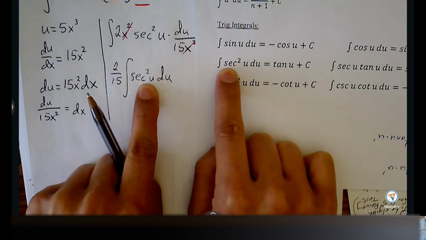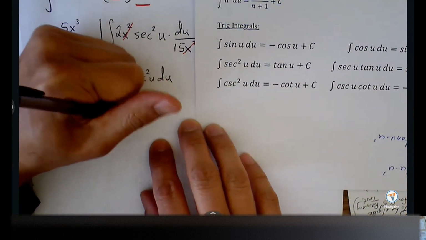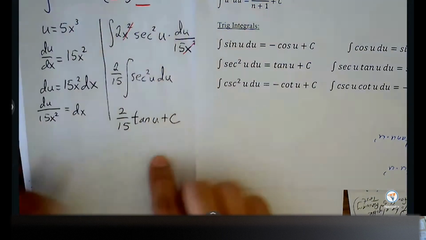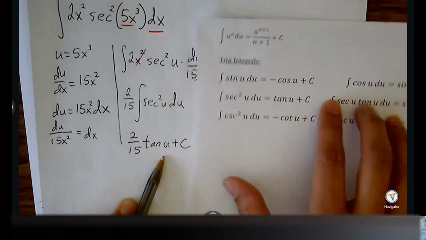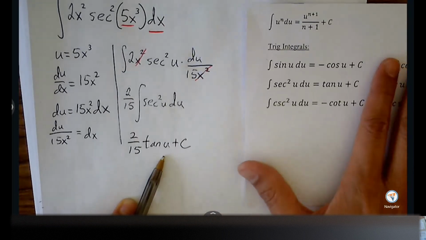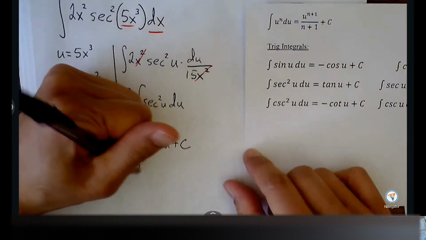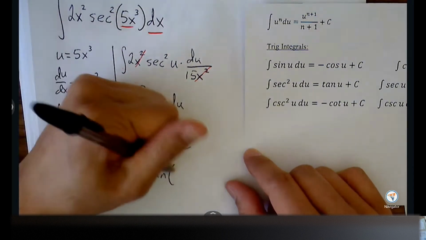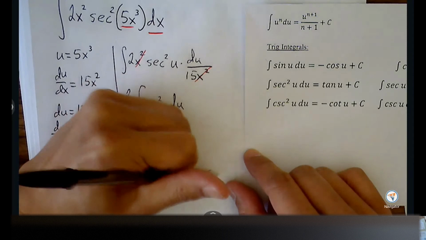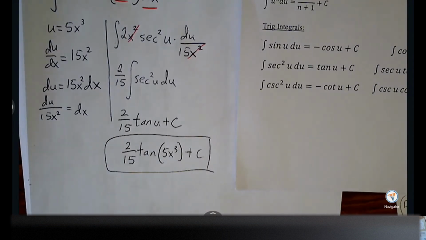And what does secant squared u turn into? Tan u. And then, is this our final answer? Okay. What's our final answer then? Yeah, so whenever we think we have our answer, we've got to bring our u back in terms of x. Okay.